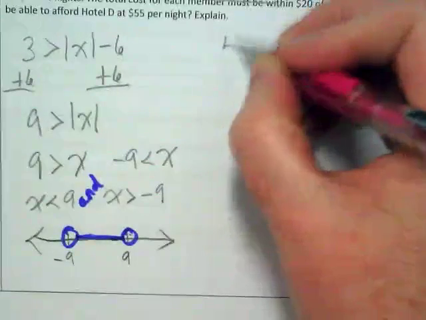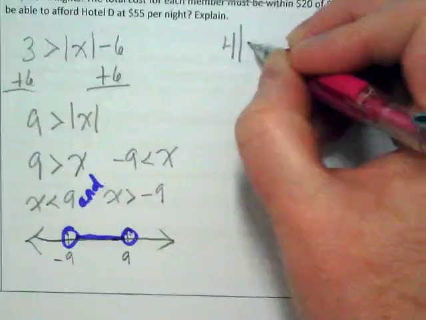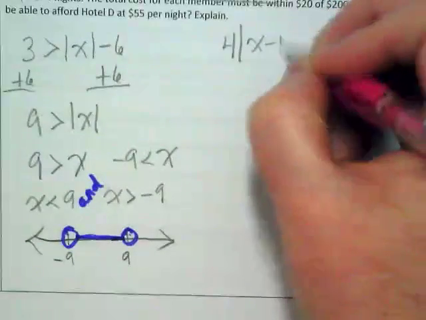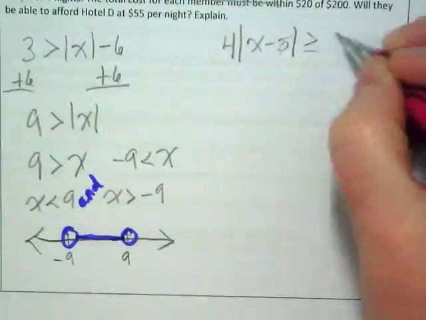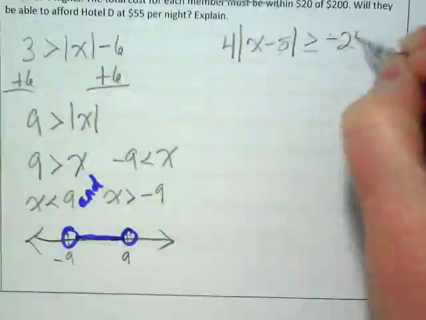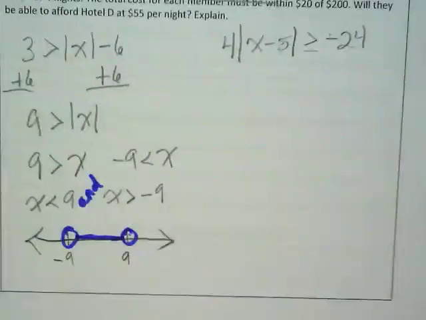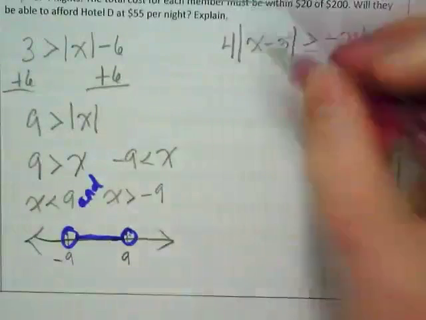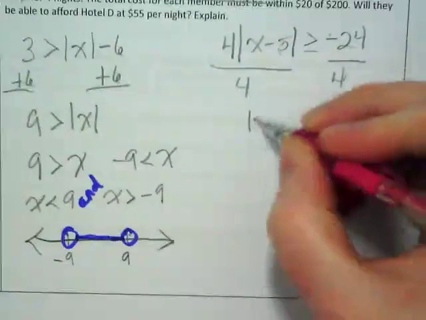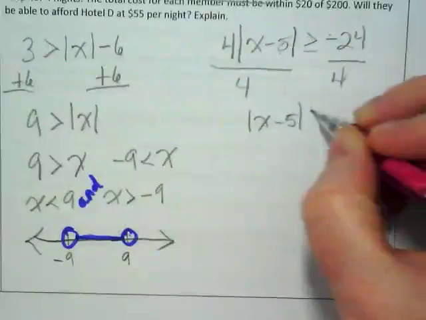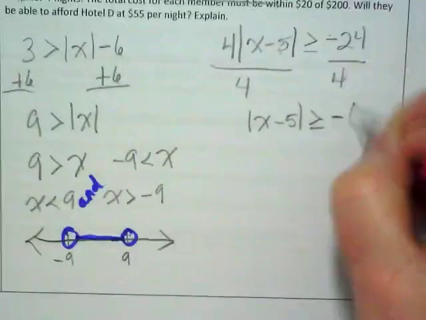Okay, I'd like you to put 4 times the absolute value of x minus 5 is greater than or equal to negative 24. What should our first step be? Divide by 4. We get the absolute value of x minus 5 is greater than or equal to negative 6.